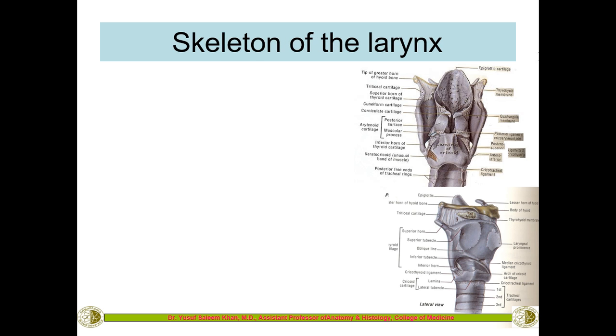Now coming to the skeleton of the larynx, we will discuss how the larynx has a skeleton and what it is made up of. Just like we have the skeleton of our body, even the larynx has a skeleton, but it is not made up of bone, it is made up of cartilages. There are 9 cartilages which make the skeleton of the larynx. They are divided into 3 paired and 3 unpaired.